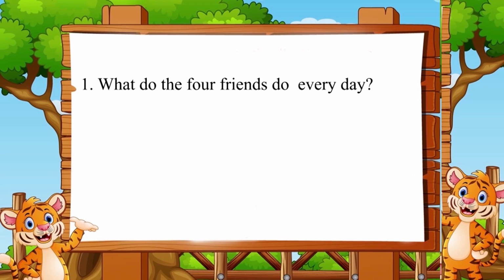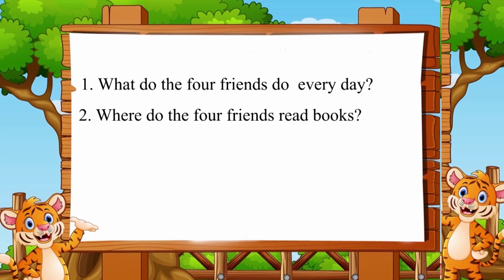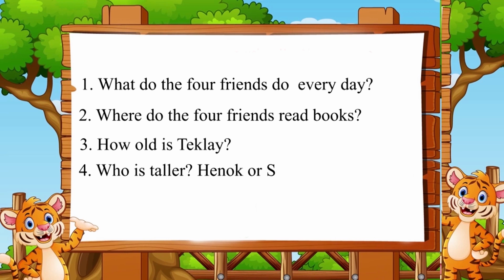Number 2. Where do the 4 friends read books? Number 3. How old is Taghlai? Number 4. Who is taller? Enoch or Salam?